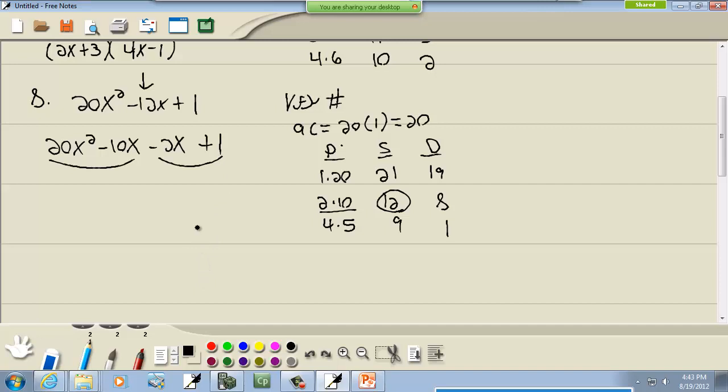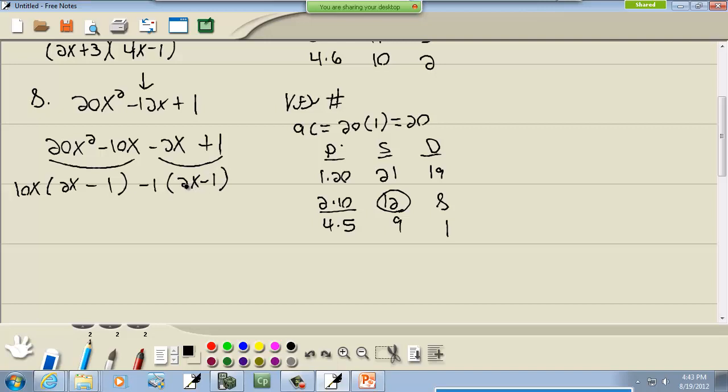And then I'm going to factor by grouping. Group the first two terms together, group the last two terms together. Looking at only the first group, the first two terms, they have a 10 and an x in common. And that leaves us 2x minus 1. Now the second group has nothing in common, but my first term is negative, so we'll factor out negative 1. And that leaves us 2x minus 1.